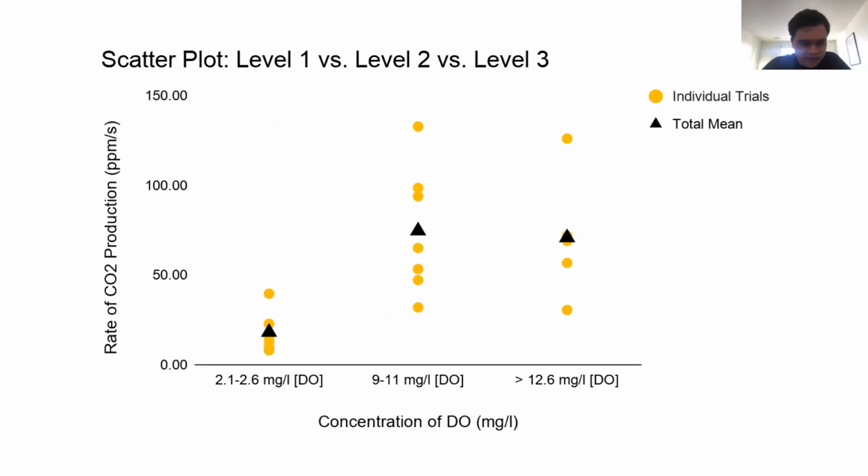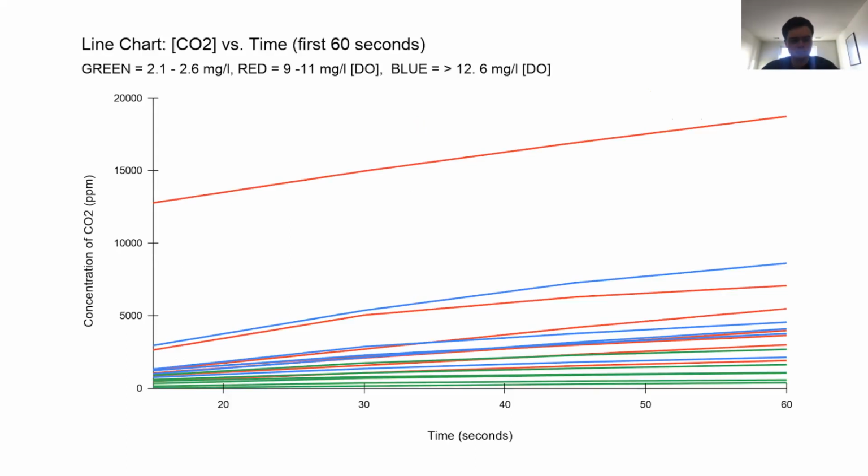In looking at our scatter plot, the average rates of CO2 for each trial, as well as the overall average of that level as indicated by the black triangle, we observe again that the means from the 9 to 11 and the greater than 12.6 milligrams per liter oxygen levels are essentially the same. The range for these 2 levels are also pretty similar. In contrast to the near identicality between the other 2 datasets, the scatter plot really shows the significant decrease in both the mean and individual trials' rate of CO2 production in 2.1 to 2.6 milligrams per liter of dissolved oxygen. Our line chart shows the concentration of CO2 in parts per million as it increases against time in each trial for each level.